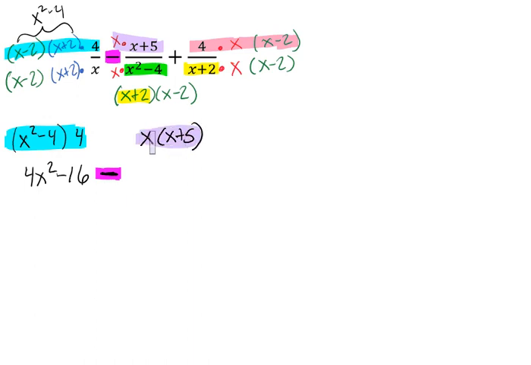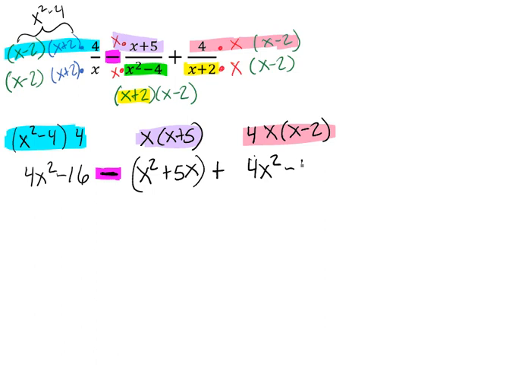And that was our second numerator. And that's going to turn into x squared plus 5x, minus all of that. So you've got to keep that in parentheses because of that minus sign right there. Then we have a plus sign. And now we're going to need to multiply our 4 times x minus 2 from our third numerator. And that's going to give us 4x squared minus 8x.